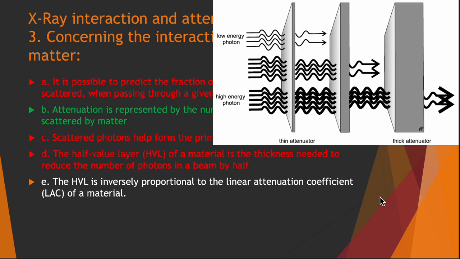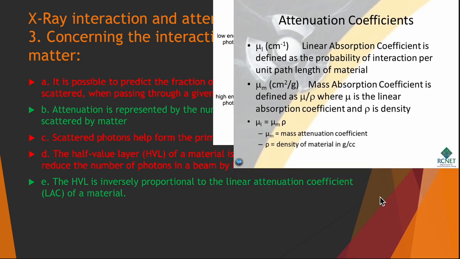The half value layer is inversely proportional to the linear attenuation coefficient, that is LAC, of the material. The answer is true, because the LAC is the probability that a photon will interact with that particular material per unit length it travels. So the greater the LAC, the lower the half value layer. Also, there is something known as the mass absorption coefficient, which is nothing but the linear absorption coefficient divided by the density.